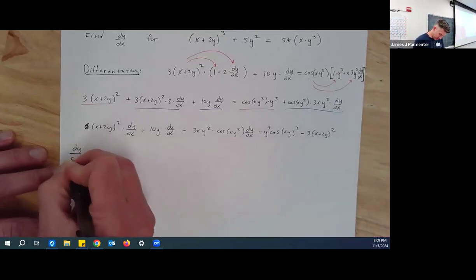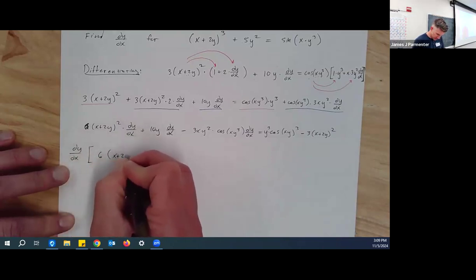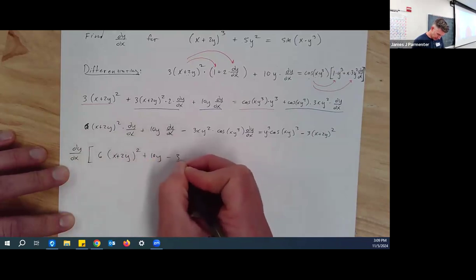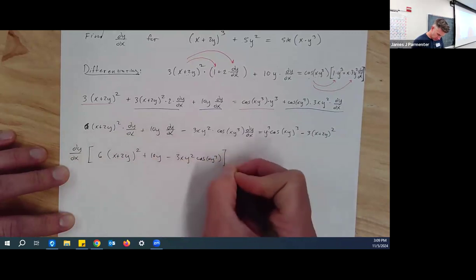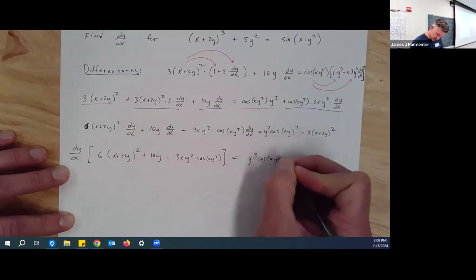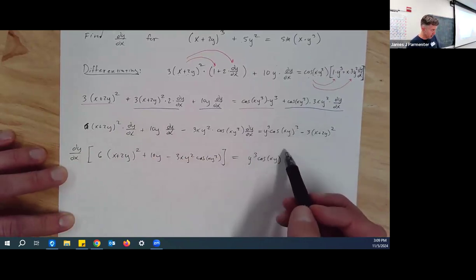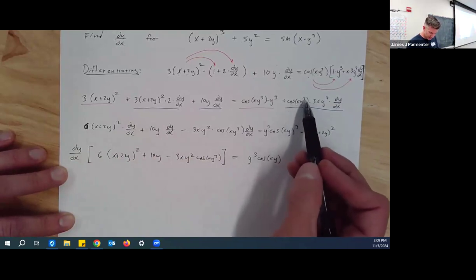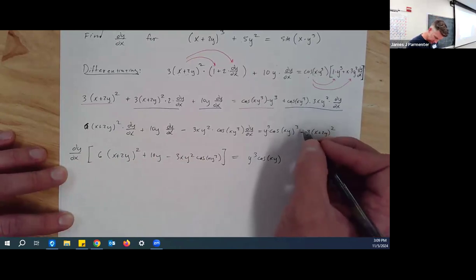I would love to skip this step, but I'm not going to. So I got dy/dx times all of the leftovers. 6 times (x plus 2y squared) plus 10y minus 3xy squared times cosine of xy cubed. Good Lord. And then still equal to the same stuff over here. And then finally, notice the tiny error I made here. That should have been cosine of x times y cubed inside the parentheses, and I accidentally put that cube on the outside of the parentheses. Let us fix that.